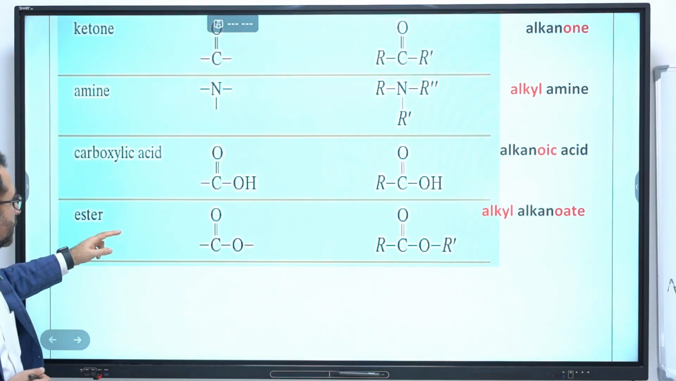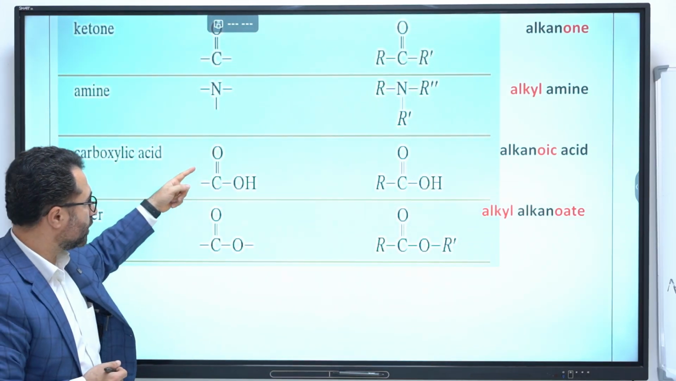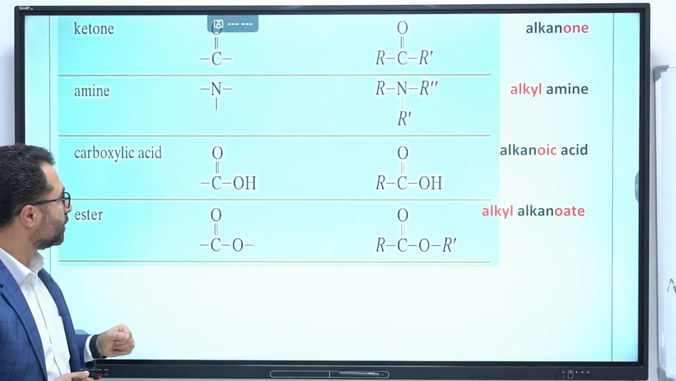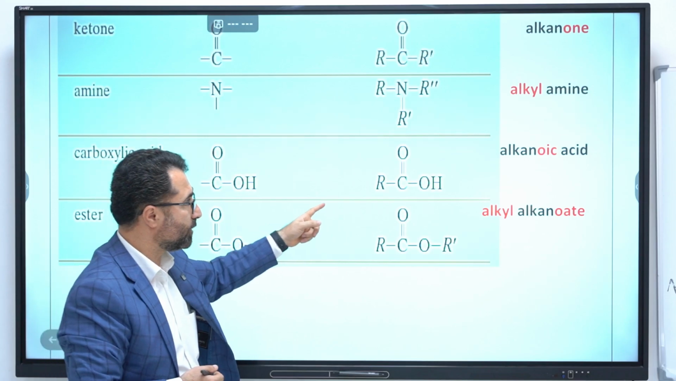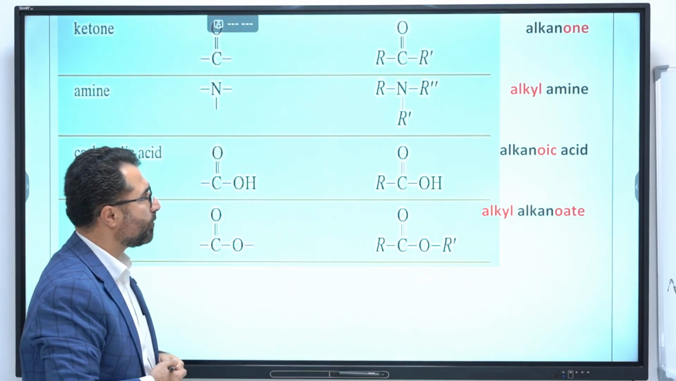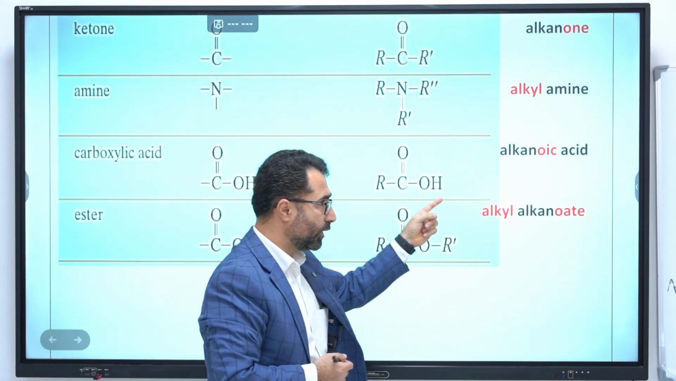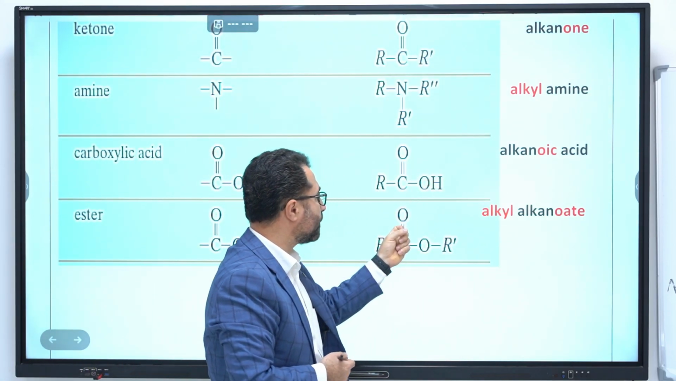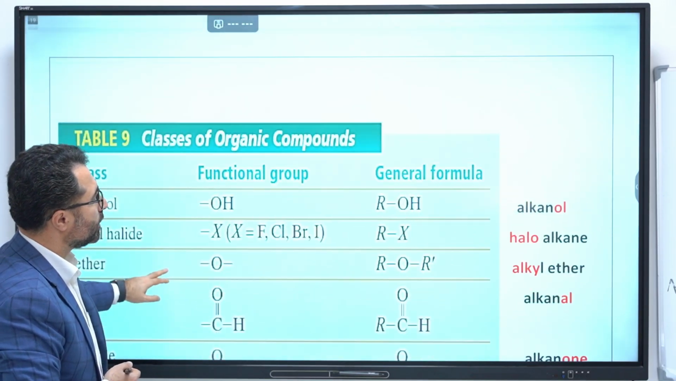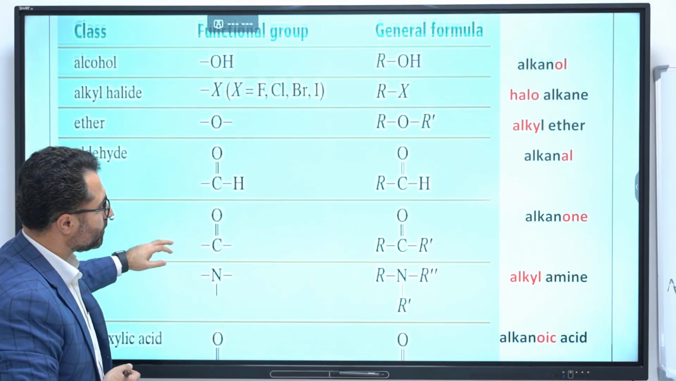Both carboxylic acid and ester have the COO group, but different functional groups. And they have the same general molecular formula, CnH2nO2, but different general formula.